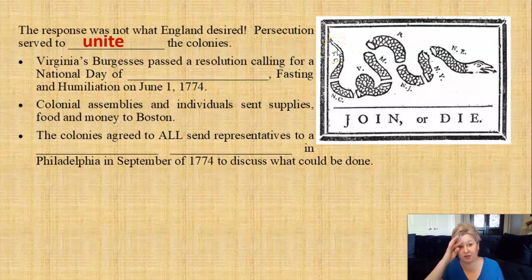In Virginia, their House of Burgesses will pass a resolution. It's written by Jefferson and Patrick Henry. Y'all know I love my Patrick Henry. So they'll pass a resolution calling for a national day of prayer, fasting, and humiliation on the very day that Boston Harbor will be blockaded, June 1st, 1774.